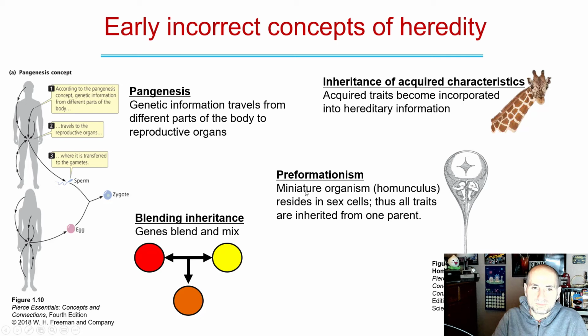Preformationism was another big one at the time, the idea that a miniature organism, or homunculus, resides in the sex cells. This would state that all traits are inherited from one parent. Imagine a sperm cell with a complete human being inside of it. That was the concept of the homunculus. We all know that's not the case. The sperm and the egg come together, each one a haploid gamete. They meet, forming the diploid zygote, which then divides through mitosis to give you a human.